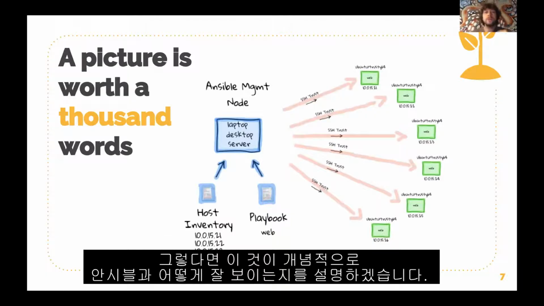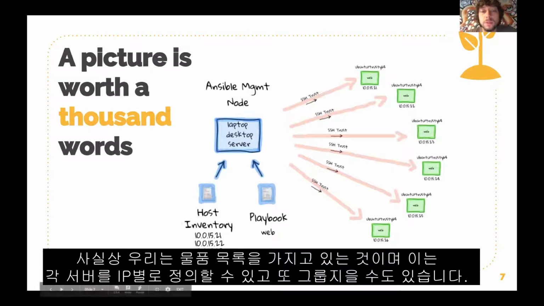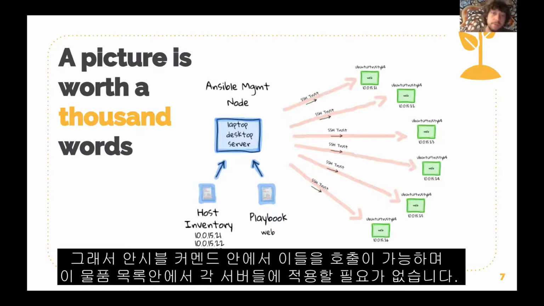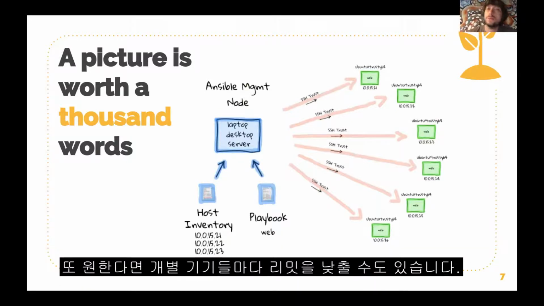So how does this all look conceptually? Well, within Ansible, you have effectively what's called an inventory. This allows you to define individual servers via IP and also group them too. So it's very simple to have a collection of servers that might represent development, staging or pre-production, and then also production. So within the Ansible commands, you can call these out. You don't have to roll to every server that's within that inventory. You can limit it down to an individual machine if you want to.